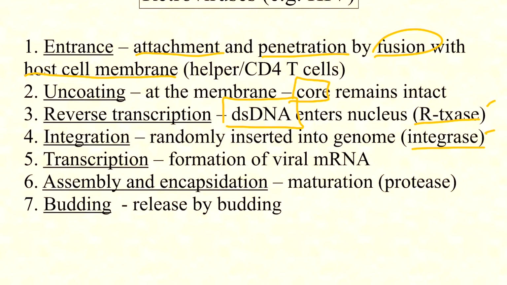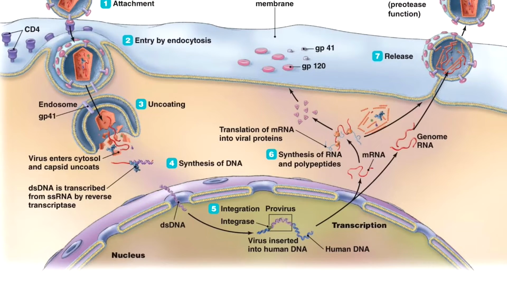At some point, transcription of the inserted double-stranded DNA is done and viral messenger RNA is produced. Then we get assembly of all that, the proteins and mRNA or RNA that was produced, and encapsulation. We call this maturation. There's a key protease involved, and I mention it because that protease can be inhibited by certain drugs, and so many of our anti-HIV drugs are in fact protease inhibitors. And then because it's membrane bound, it's an enveloped virus, it has to release by budding, like we talked about. So let's take a look at what that looks like.